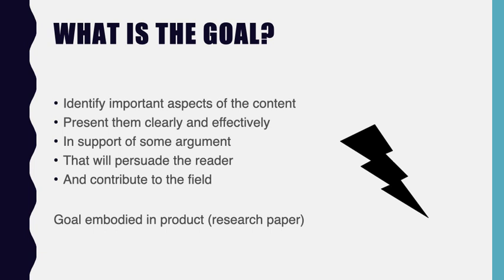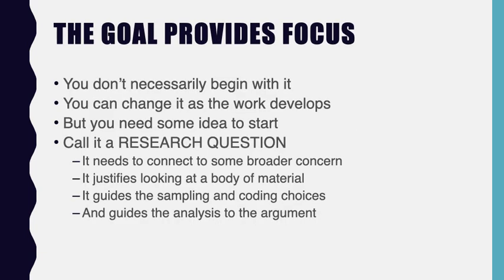In the end, the goal is to identify important aspects of the content and present them clearly and effectively. We're doing that to support some argument, and that argument is meant to persuade the reader and contribute to the field. In the end, the goals that we set for ourselves with content analysis actually provide the focus that we have for the paper. Now, just remember, you don't always have that focus at the beginning, and you can change things as new developments come up.